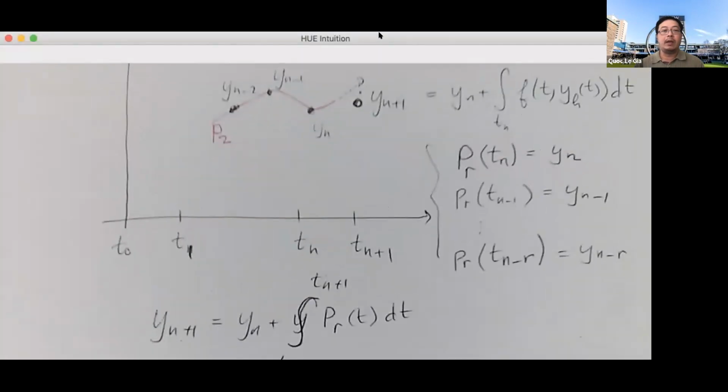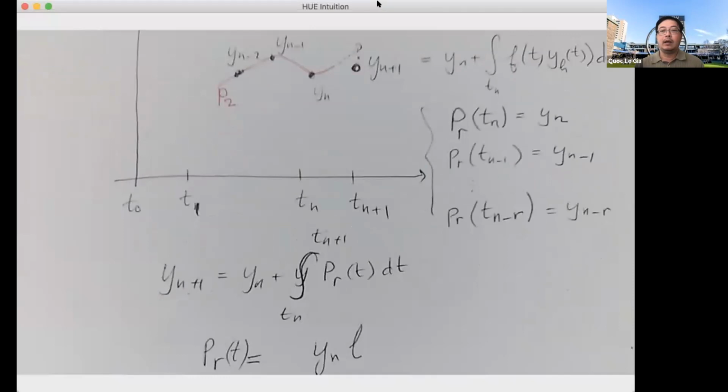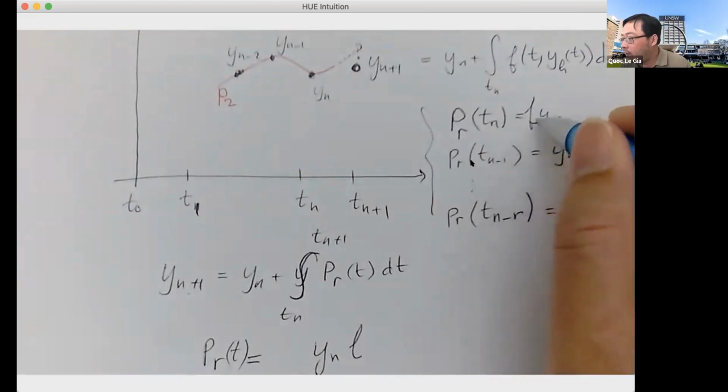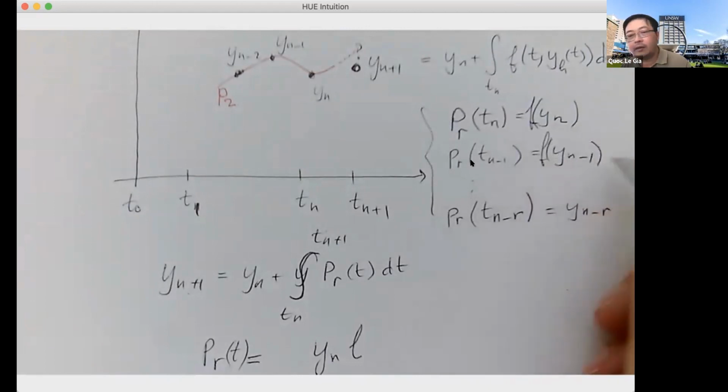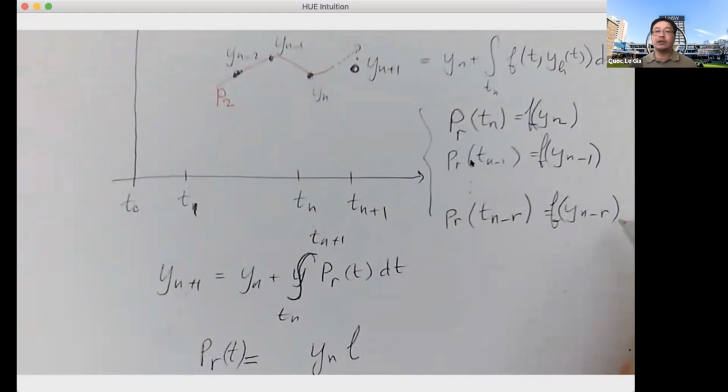Now, actually, strictly speaking, we don't want PR to equal yn, because we don't integrate the function y. We integrate the function f of y. So actually what I want is f of yn, Tn, not the function y, because we integrate the function f. So I want to interpolate f, the function f, not the function y. Okay.